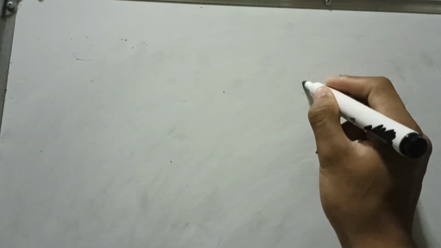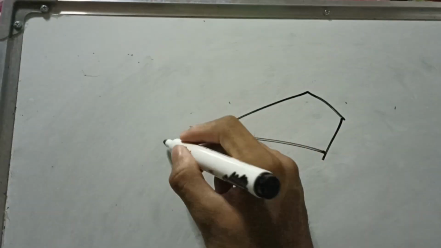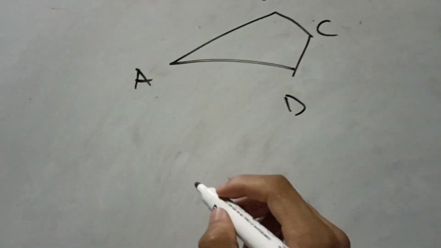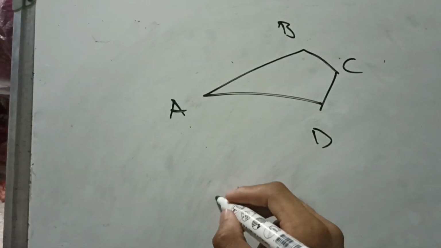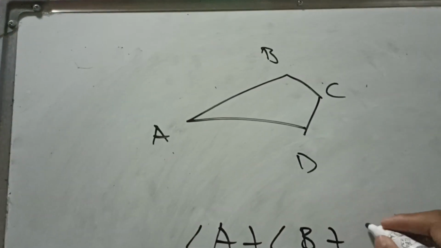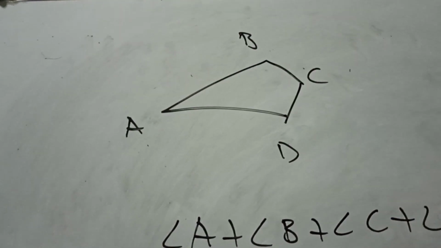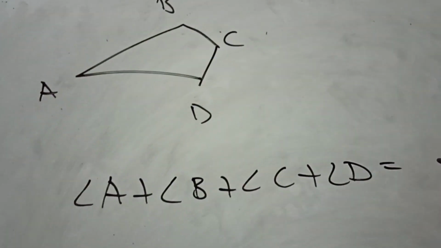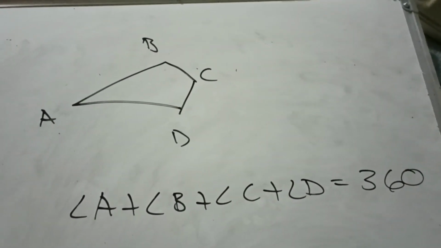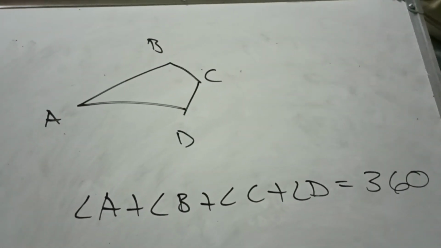One thing that you should know in a kite is that if you add all angles together, angle A plus angle B plus angle C plus angle D, it will be equal to 360. So that's one thing that you should keep in mind.